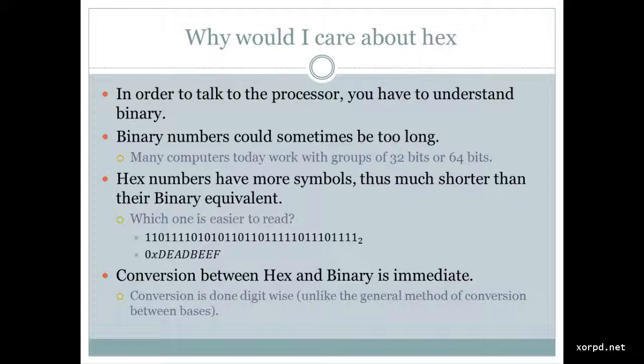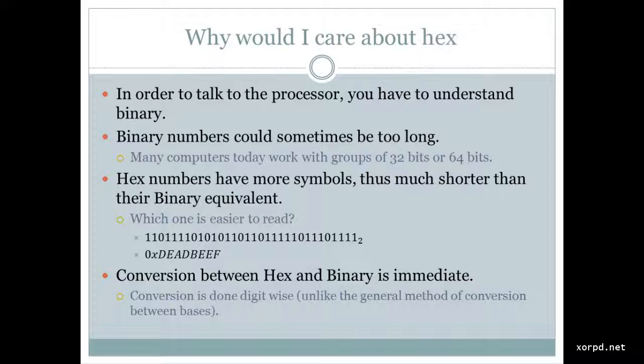The first point is that in order to talk to the processor, you have to understand binary or something that relates to binary. That is mostly true in assembly programming. If you are going to program in something much higher level, like maybe C, C++, or even some language like Python or Ruby, then usually you don't have to know all of this.